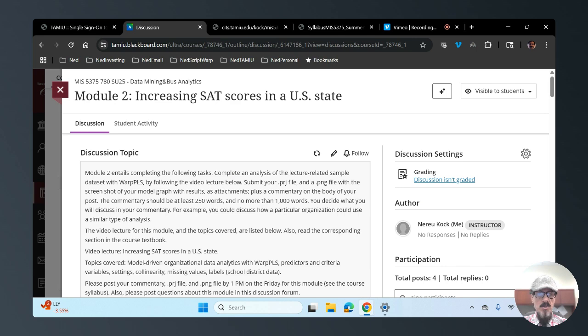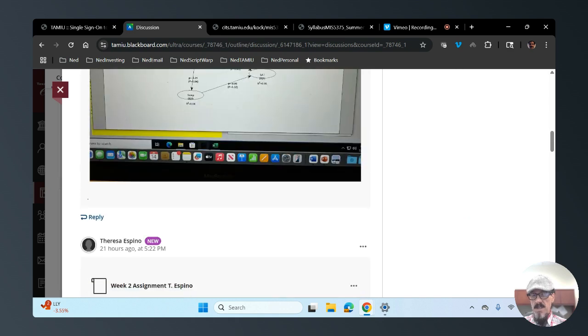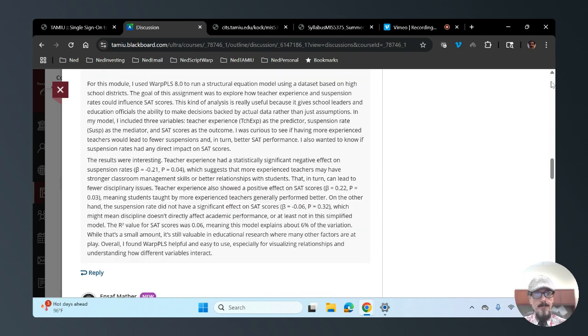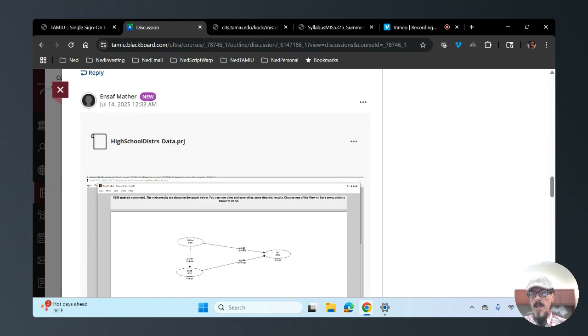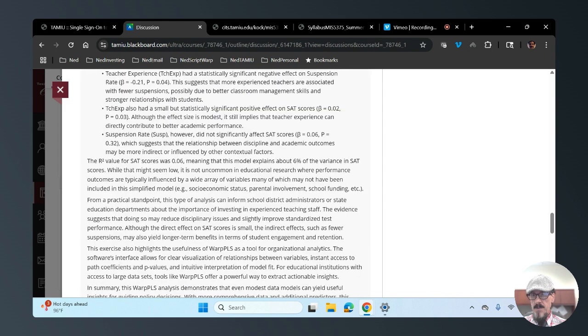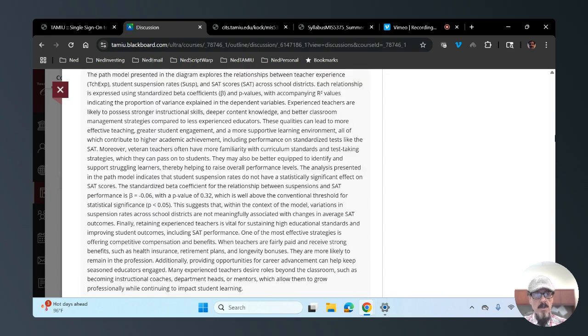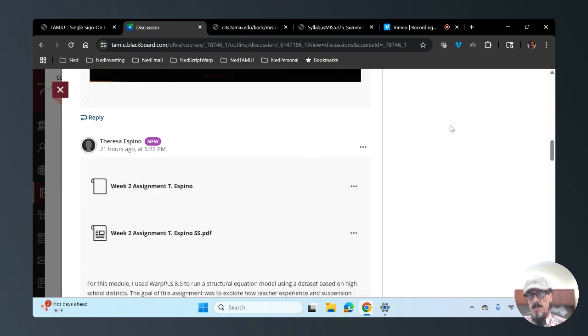So here I am in Module 2. I have seen the entries of Median. Teresa, I'm glad that things worked out for Teresa. Also Esther, Ensaf, Graham also. I'm glad to see things are working out. So all of these meet requirements, but let me see this file here.